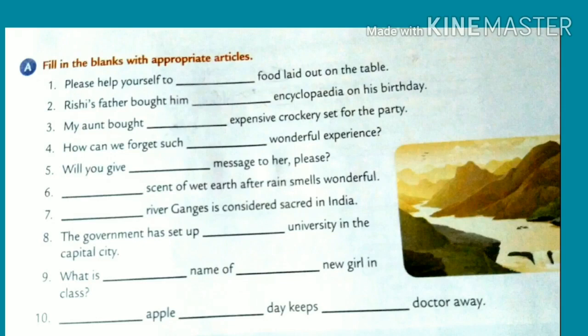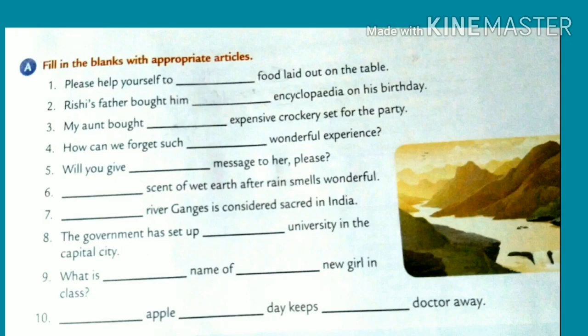Please help yourself to the food laid out on the table. Second one. Rishi's father bought him dash encyclopedia on his birthday. Noun in this sentence is encyclopedia. That is also specific identity. So you have to use the article the. Rishi's father bought him the encyclopedia on his birthday.